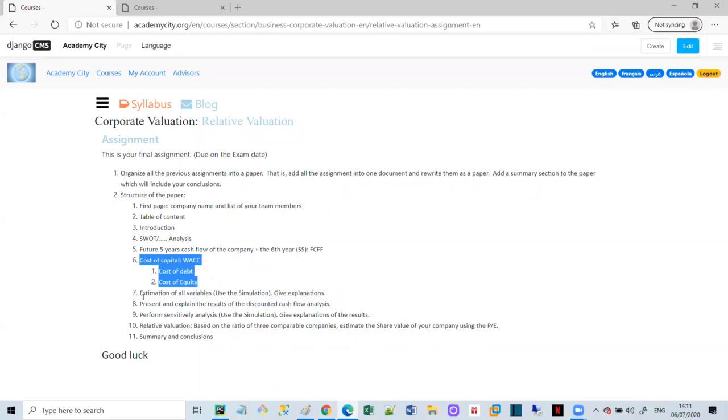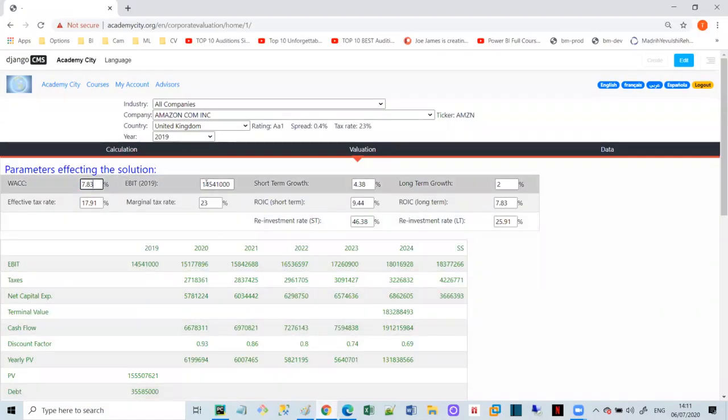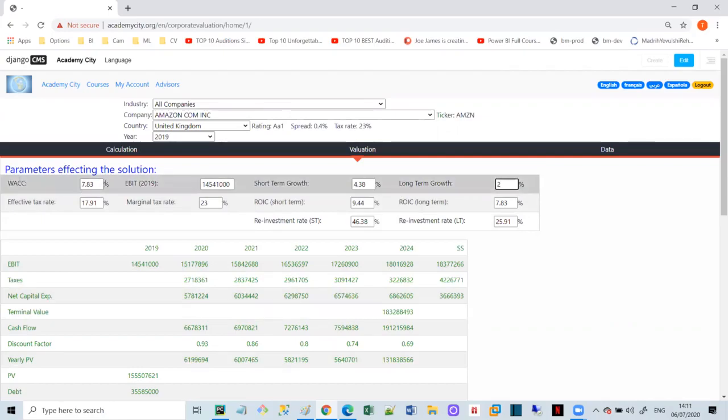Estimation of all variables. I wasn't clear enough, and that's very important, so I will go over and explain that in more detail. Estimation of all variables, use the simulation and give explanation. It was really vague. I should really have written it better. What did I mean here? What I meant is, if you notice, there are several parameters that are affecting the valuation. So this one, we have a whole section.